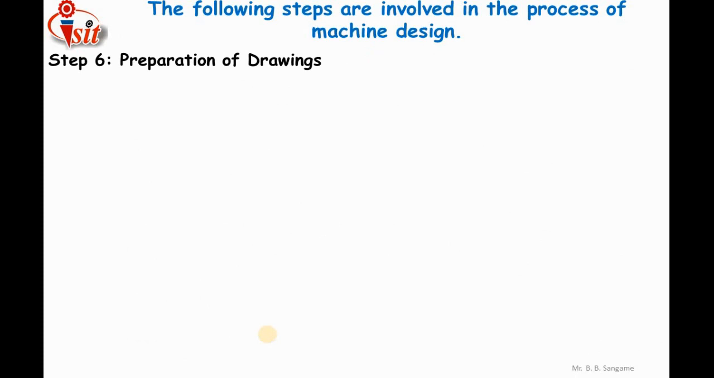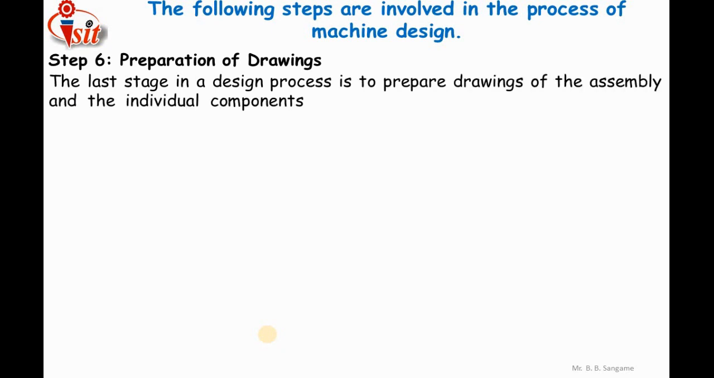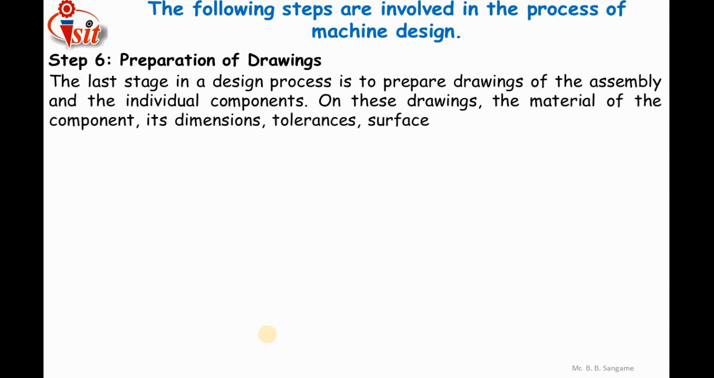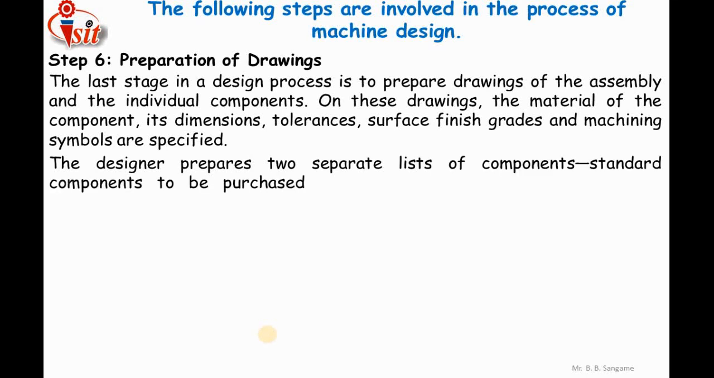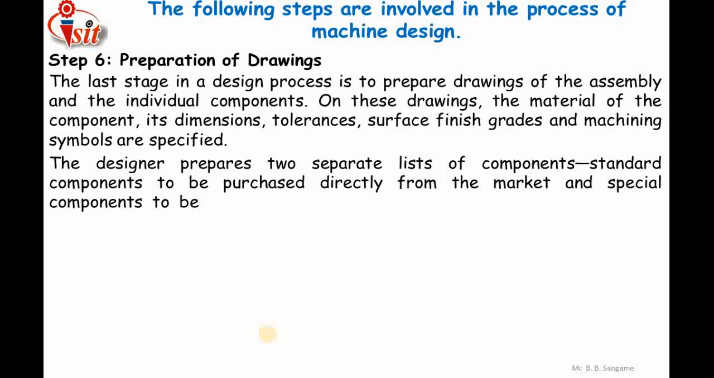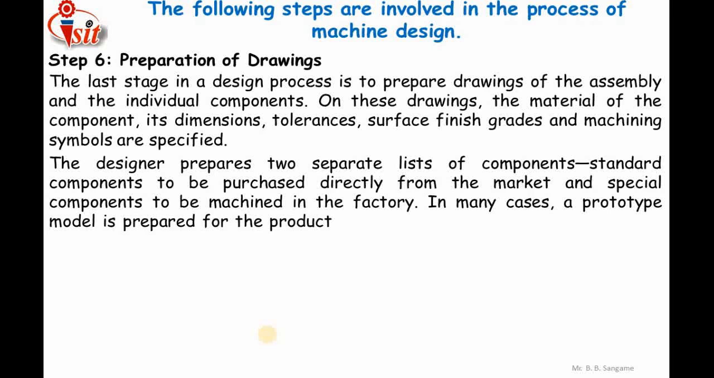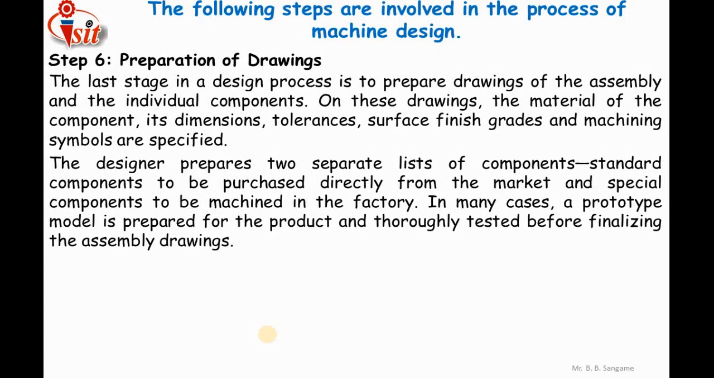The sixth step is preparation of drawing. At this step, after the completion of design of the individual component, the design engineer has to work on the assembly and detailed drawing of the individual component, which should include the part list, tolerances, surface finish values, grades and machining symbols, etc. The designer prepares two separate lists of components: standard components to be purchased directly from the market and special components to be machined in the factory. In many cases, a prototype model is prepared for the product and thoroughly tested before finalizing the assembly drawing.